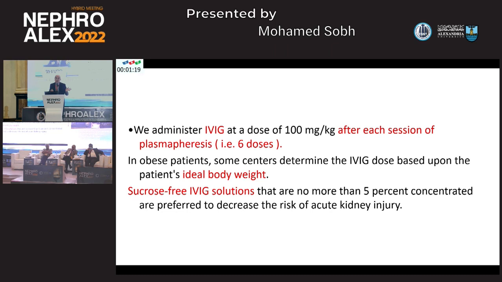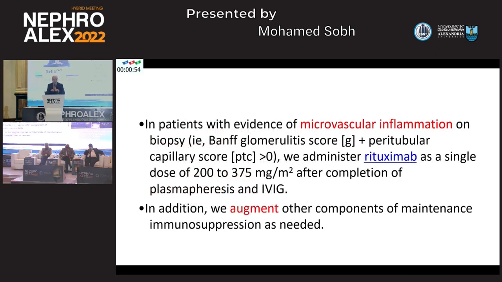6 doses. In obese patients, some centers determine the IVIG dose based upon the patient's ideal body weight. Of course, you have to use sucrose-free IVIG solutions that are no more than 5% concentrated. This is preferred to avoid acute renal injury. Sometimes this IVIG can cause ATN, so take care with the concentration.